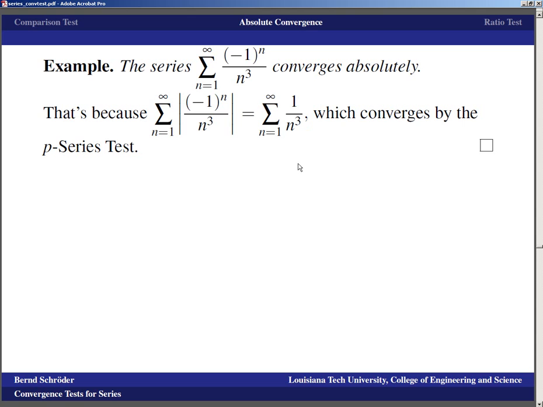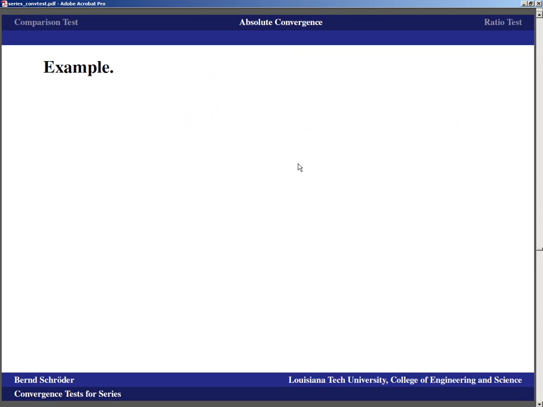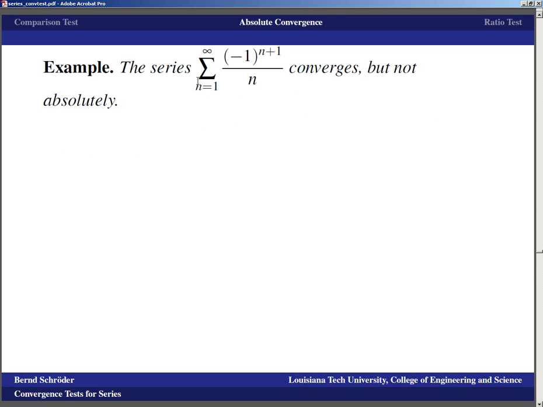Now, it would be very nice if the other direction were true also. However, that is not the case, which means that there will be series for which we cannot suppress the negative signs. And the standard example is what is called the alternating harmonic series, the series sum from n equals 1 to infinity of (-1)^(n+1) divided by n.